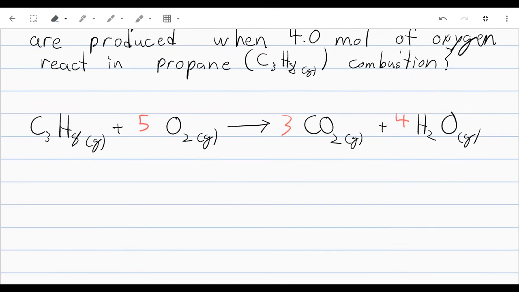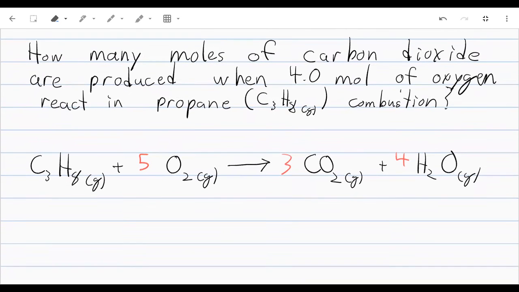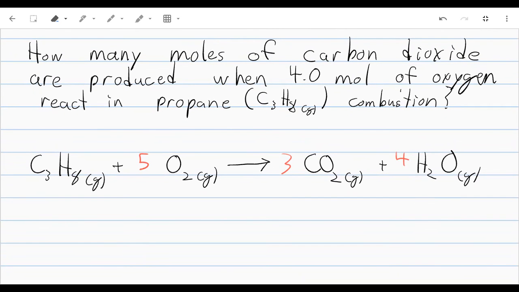Okay, next thing I need to do, I need to figure out what I was given and what I want in the end. I was given 4 moles of oxygen. So I know the number of moles is equal to 4. I want to find out how many moles of carbon dioxide will be produced. So I have an unknown number of moles for my carbon dioxide.